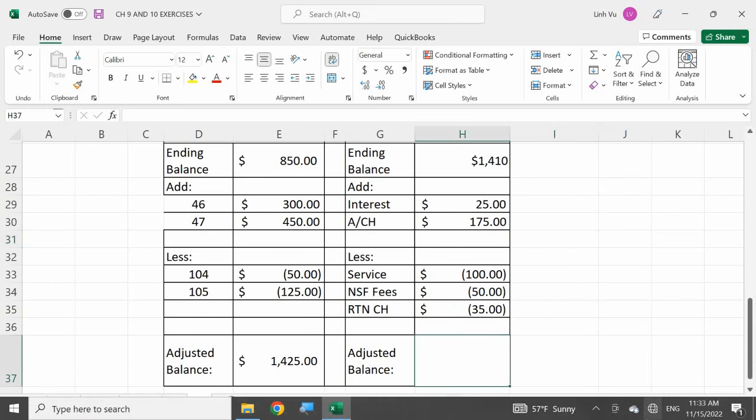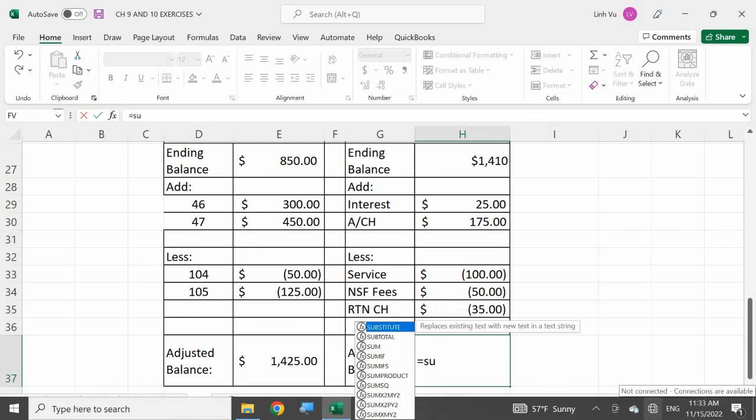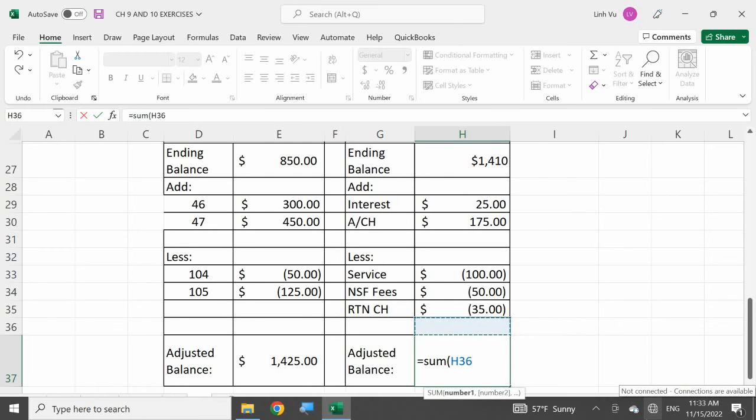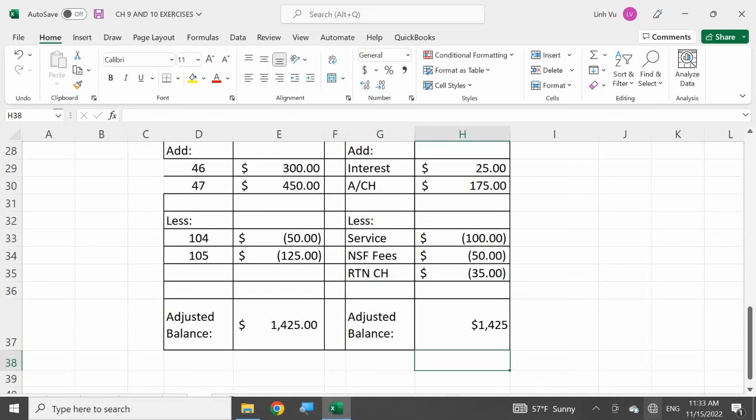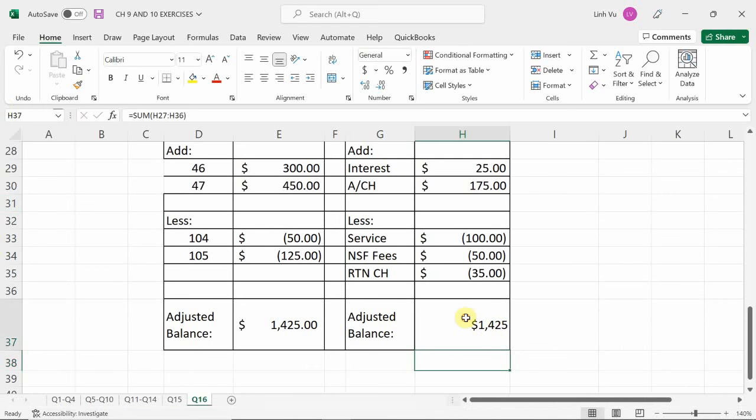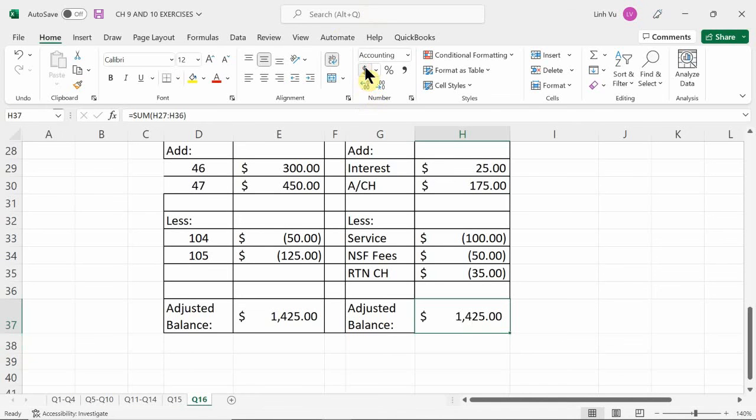So we're going to start off with $1,410. Okay. We're also going to add $200, right? $25 from the interest, and then $175 from the auto clearinghouse. Okay. Then we're going to subtract $100 for the service charges. We're going to subtract $50 for the NSF fee, and we're going to subtract $35 to get you a grand total of $1,425. And both sides match. So therefore, we did our accounting correctly, or in this case, we did our adjustment correctly.